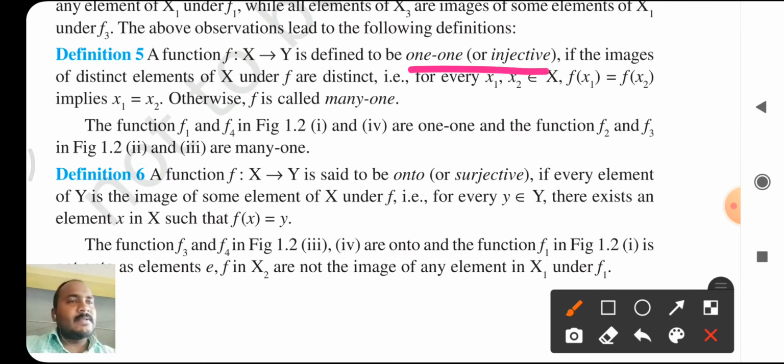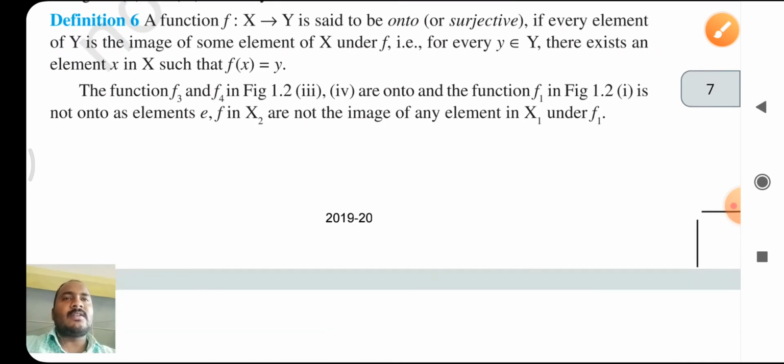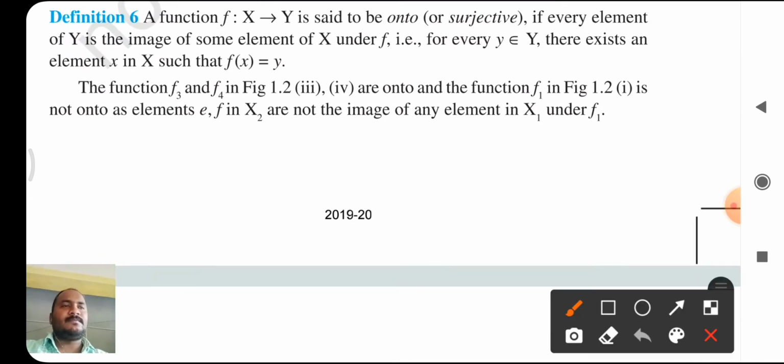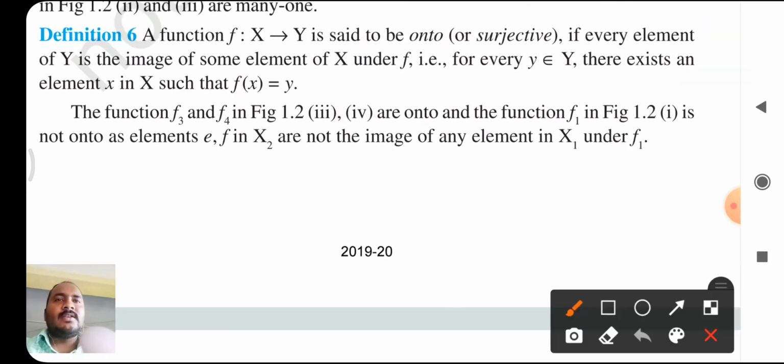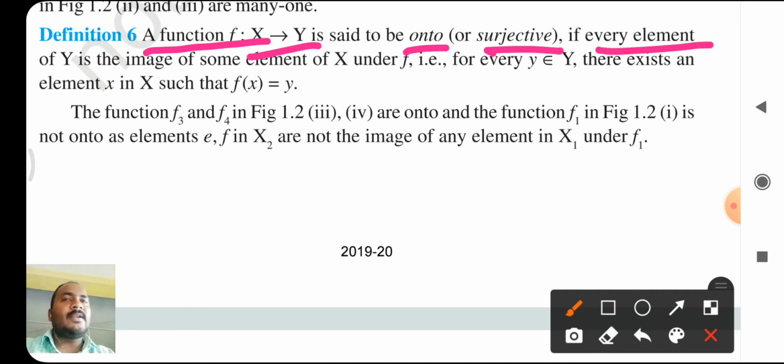Next, the second definition, the onto function. A function f from X to Y is said to be an onto function or surjective function if every element of Y is the image of some element of X, or of all the elements of X under f. This is the definition for an onto function.